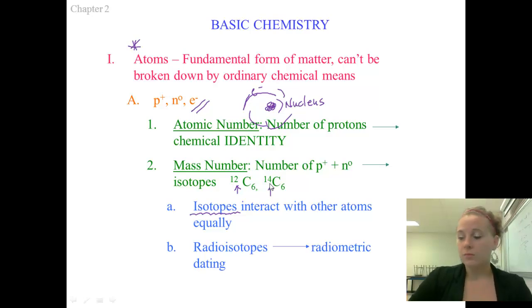And radioisotopes are important because we use them, like carbon here, for radiometric dating. You might have heard about that when they talk about how they dated something to be X number of thousands of years old. They do this by measuring how much of the radioactive carbon is still present in the material.